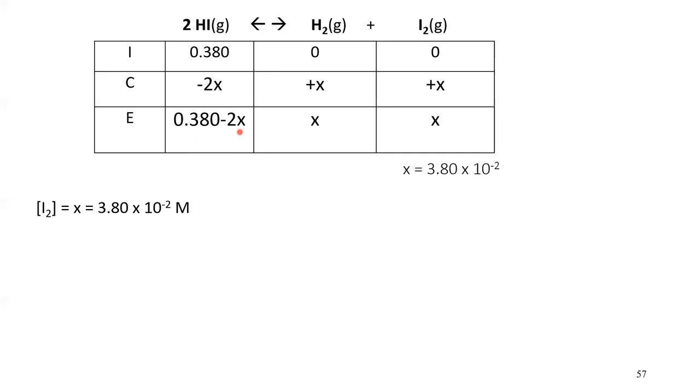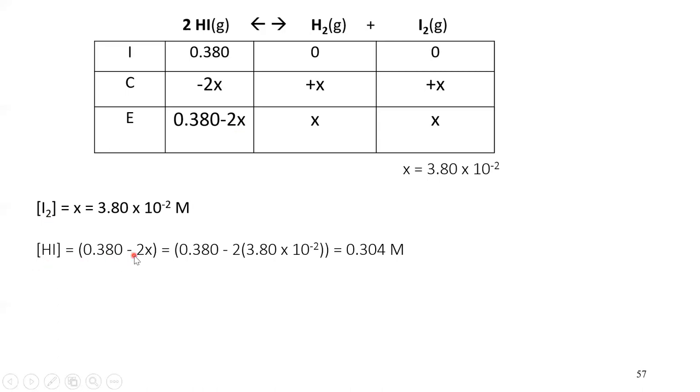So it tells us that iodine is 3.80 times 10 to the minus 2. Since it's a 1-to-1 ratio, the hydrogen is the same. Sorry, I did it the other way. The hydrogen iodide is going to be 0.380 minus 2x. This 2x came from the stoichiometry in the balanced equation. So 0.380 minus 2 times 3.80 times 10 to the minus 2. That means at equilibrium, HI is 0.304, and hydrogen is the same as iodine. So now that we have the equilibrium values, write a K expression, plug in the numbers, watch your order of operation, and solve for K.